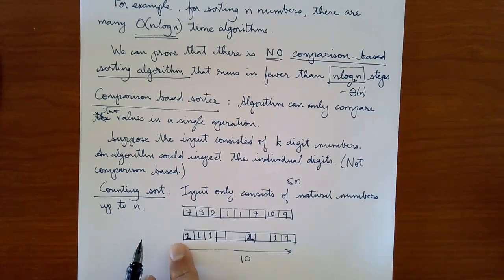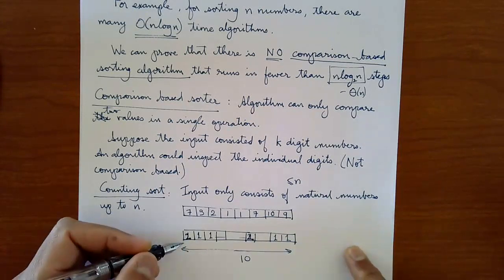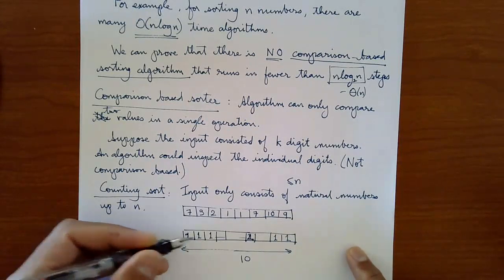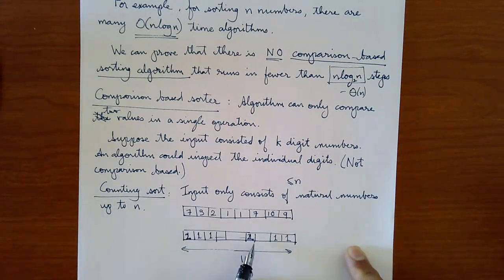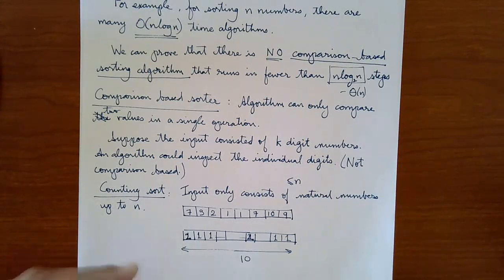Then I can actually go back and read out the sorted order because I know that 1 appeared 2 times, 2 appeared once, 3 appeared once, nothing else appeared, then 7 appeared twice, so on and so forth. So I can essentially index how many times a particular number appears and use that to actually get the sorted order. Does that answer your question?